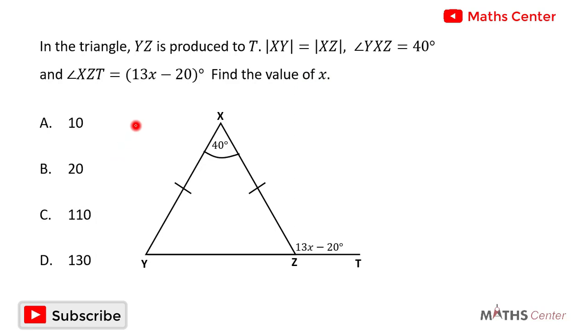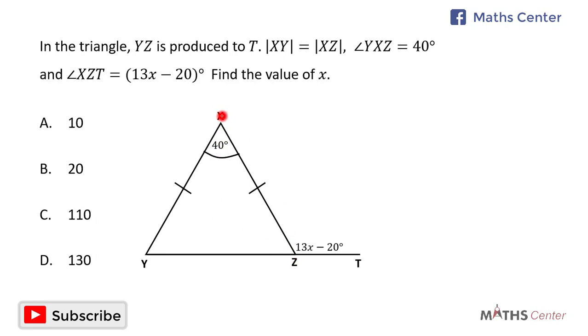This is a multiple choice question, and so we will solve the question, and then after that we will pick the correct option. When we consider the diagram carefully, we can see that the triangle XYZ is an isosceles triangle because the length of two sides are equal. The length of the side XY is equal to the length of the side XZ.